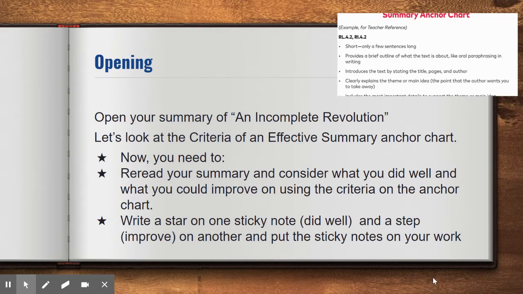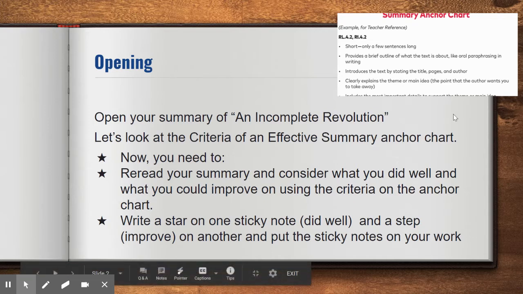So, the first thing we're going to do is you are going to need to open to your summary anchor chart. It's in the packet of stuff that you got at the beginning of the quarter. We also have it up here in this corner. So if you look, it does say that summaries are short. They are only a few sentences long.